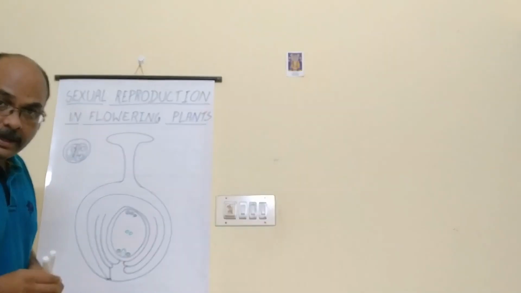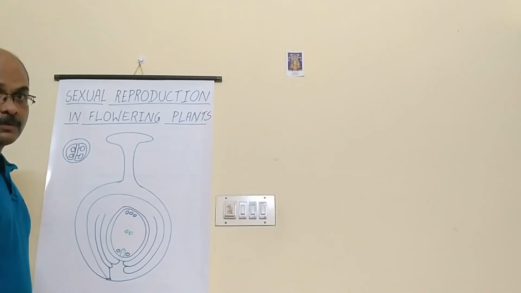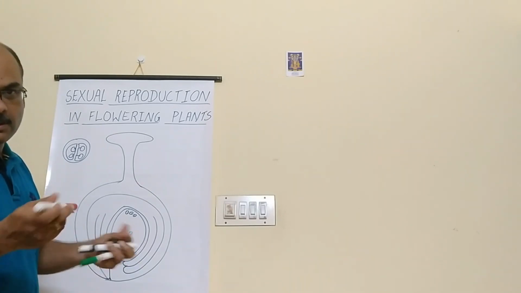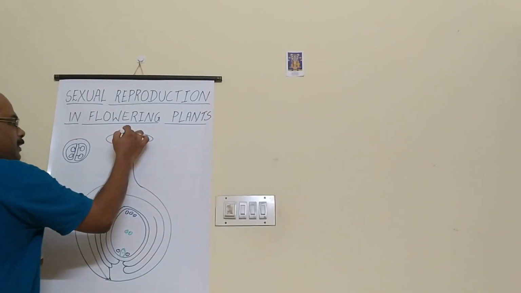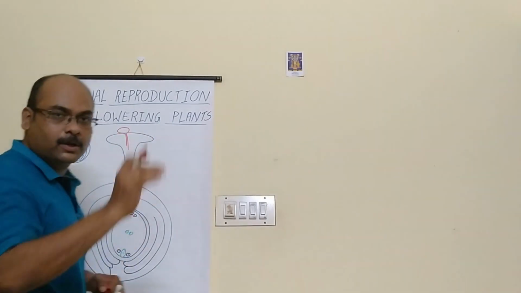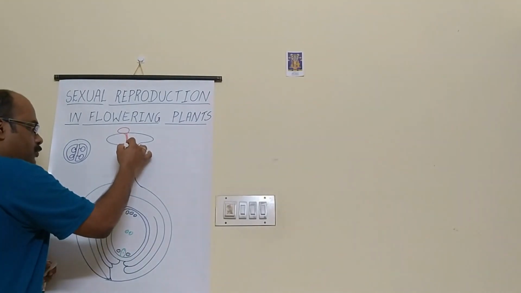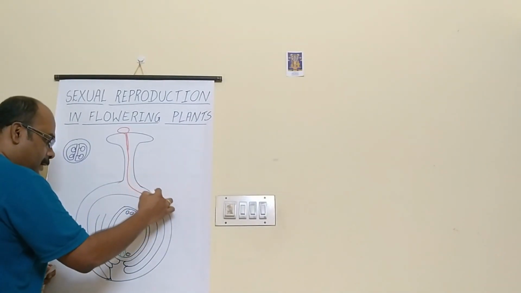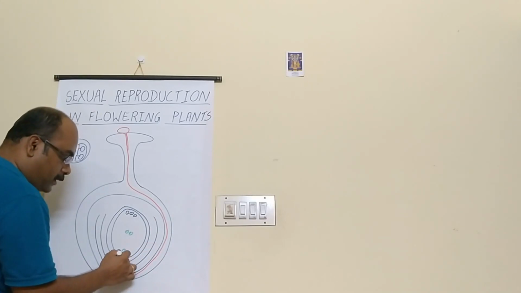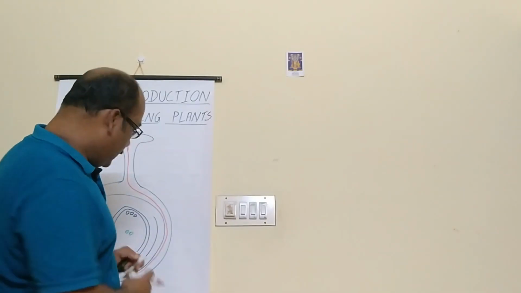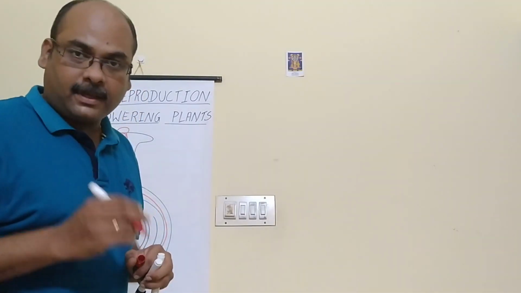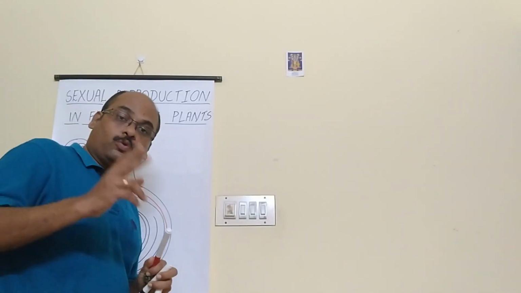When pollen grains fall on this stigma, they will germinate. Germinate means it will break up, and from that pollen grain a tube grows. It is called a pollen tube. So I am drawing it as a single line. Then it will come and enter through the micropyle and enter the embryo sac. Inside the pollen tube there will be 2 male gametes.